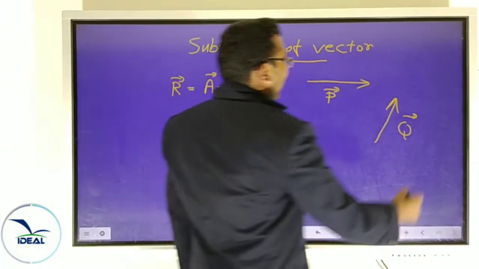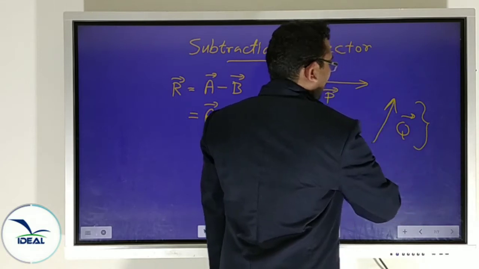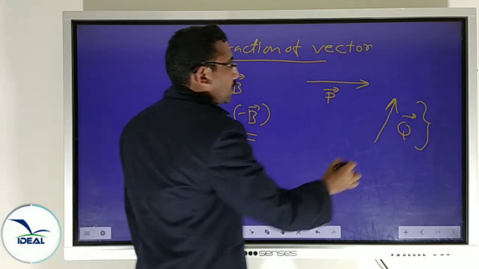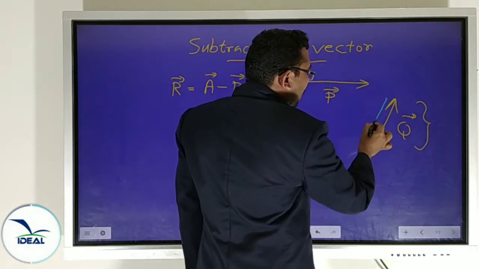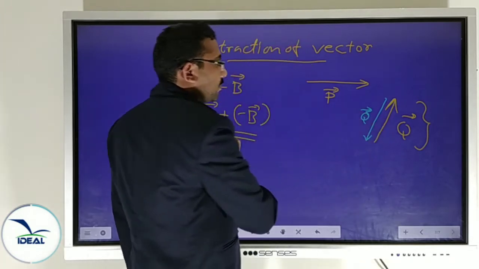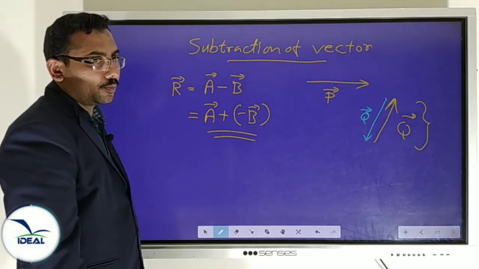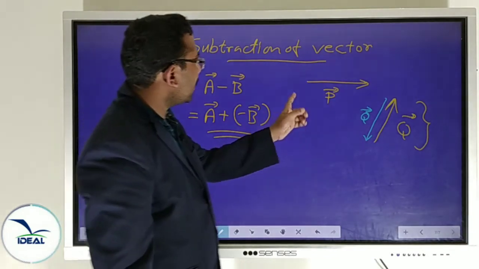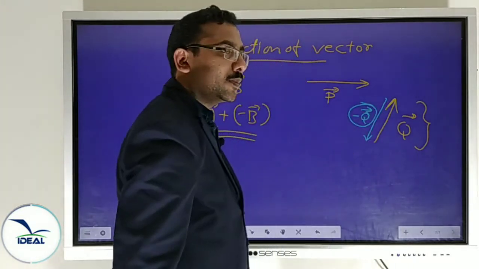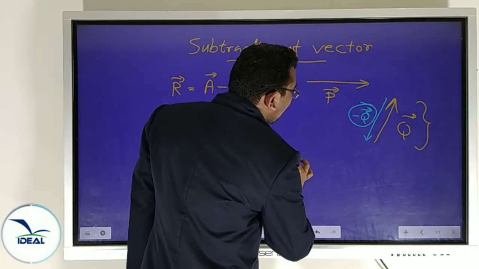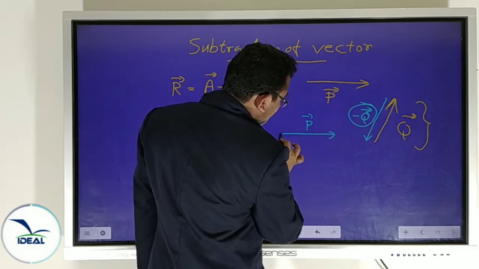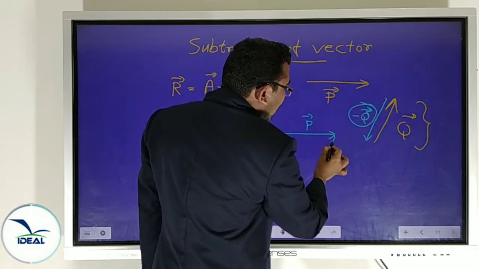Here, first we find the negative of Q. What is the negative of Q? This is vector Q. Then negative vector Q has equal length and opposite direction. This is magnitude minus Q. Then we can add P and minus Q. I redraw P, and this is minus Q.